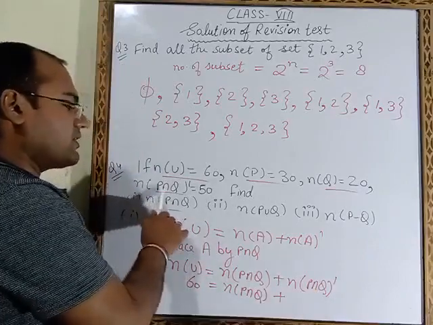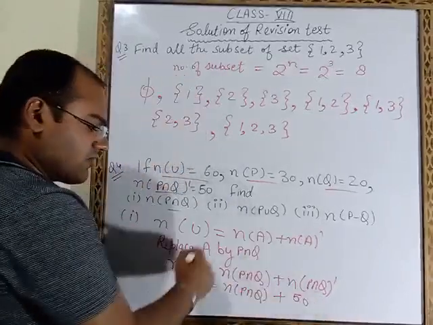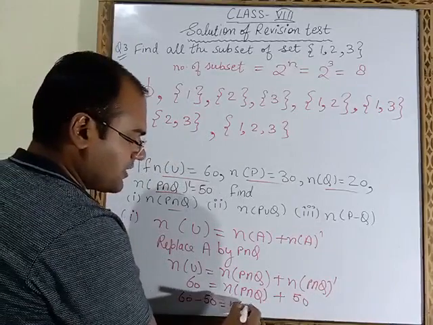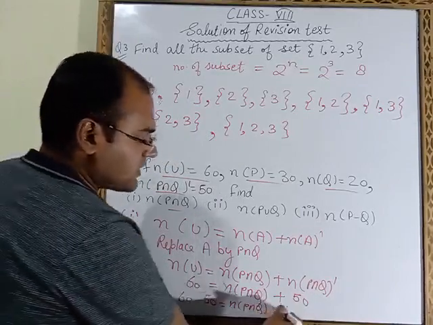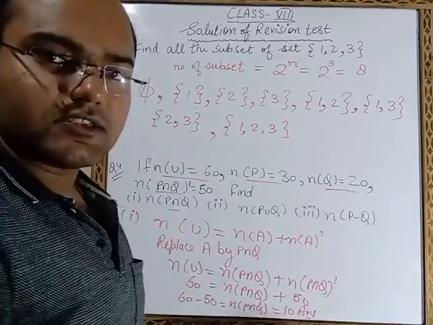This we know: n(P ∩ Q)' is 50. So here we will put 50. Plus 50 will come to the left side, so this will become 60 minus 50 equals n(P ∩ Q). On solving it, we get 60 minus 50, which is 10. So the first part answer we got. The answer of the first part is 10.